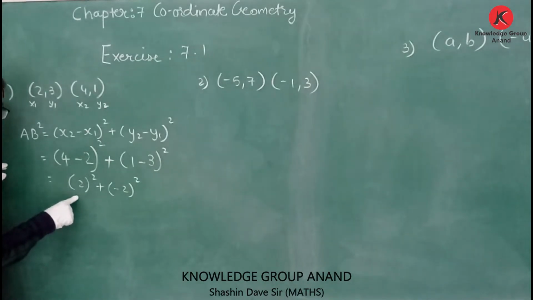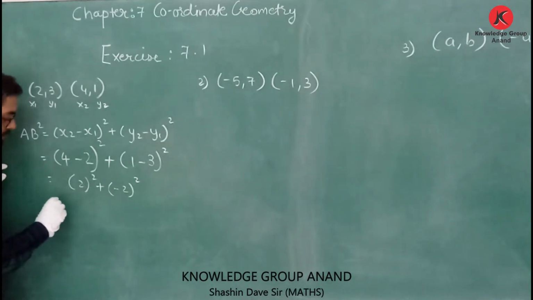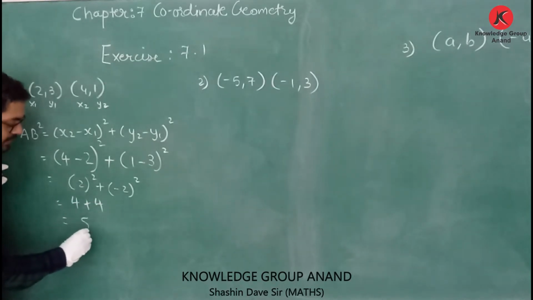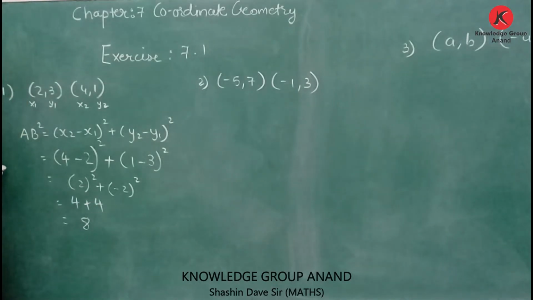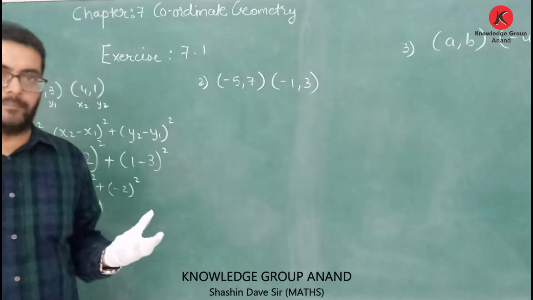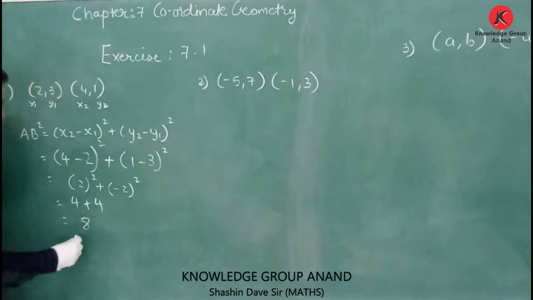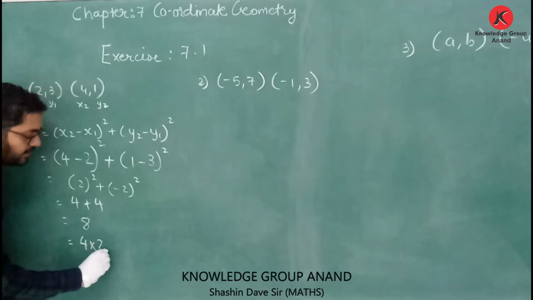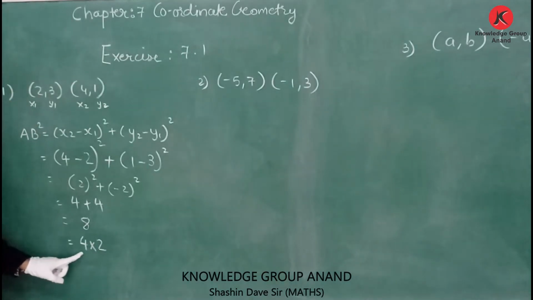Now 2 का square भी 4 होगा, minus 2 का square भी 4 होगा, तो यहाँ पे आया 4 plus 4. This is equal to 8. Now dear friends, 8 का डायरेक्ट रूट नहीं आएगा, but I can divide this 8 as 4 multiplied by 2. क्यों? क्योंकि 4 का रूट आता है.